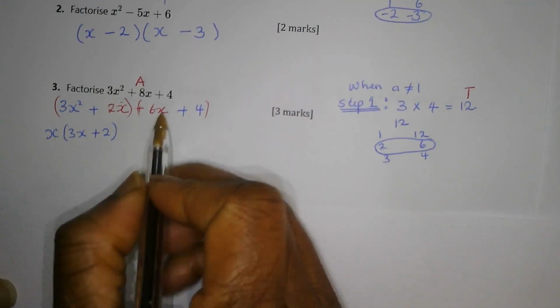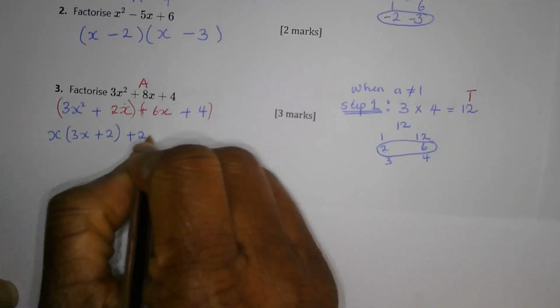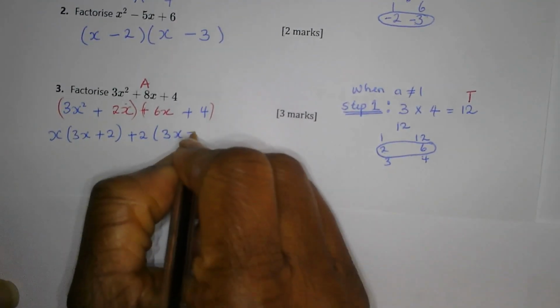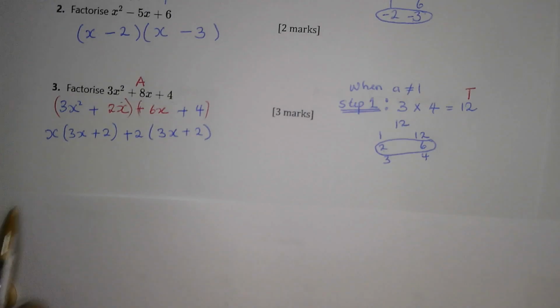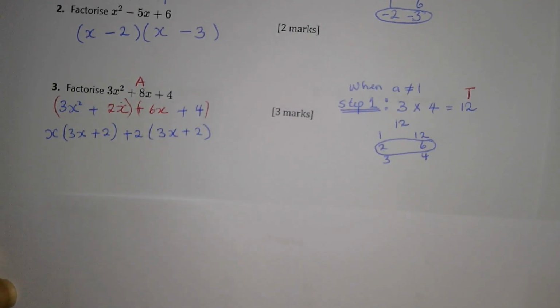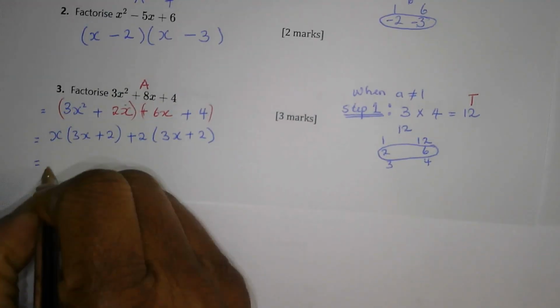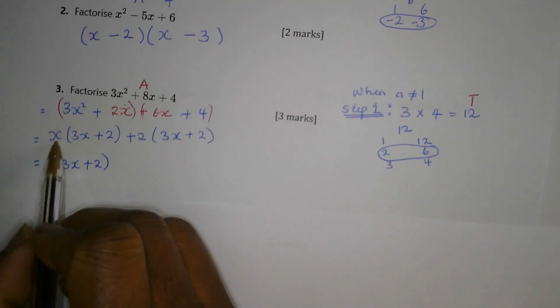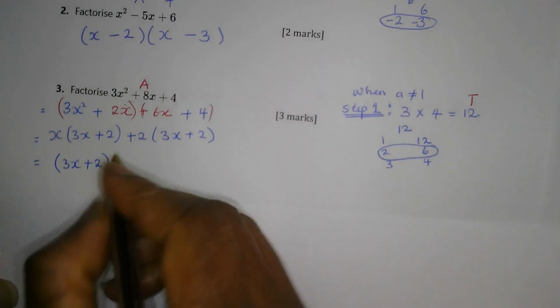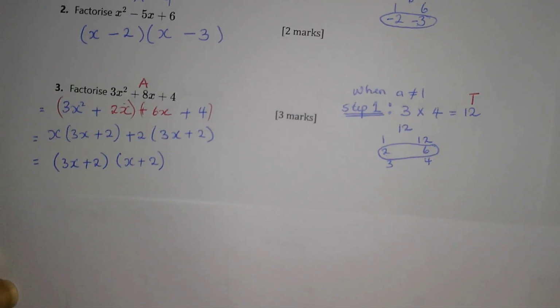In the second bracket, 2 is the highest common factor, so positive 2, and then you have 3x plus 2. At this point, the brackets that are created must be exactly the same. If they are not, you've made a mistake somewhere. Next thing is to take one of those brackets and then take the ones that are outside the bracket and put them in the bracket. So x plus 2. And this is the final answer.